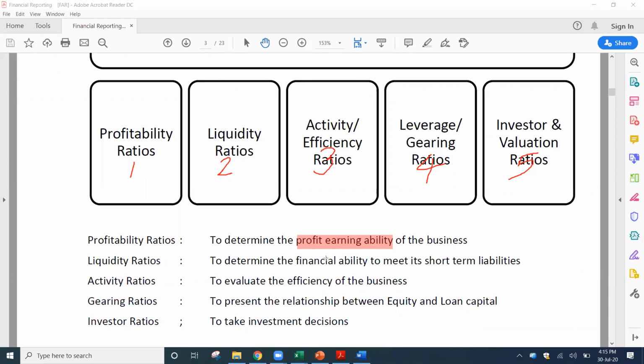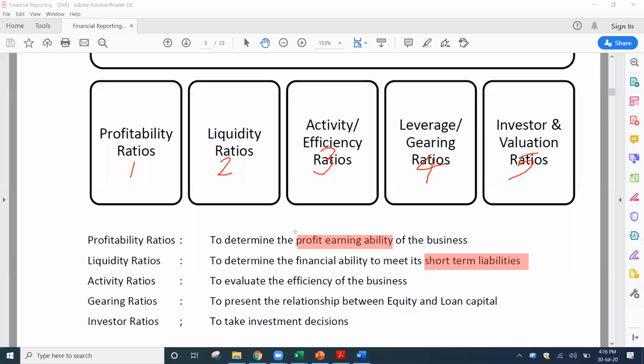So the most liquid item, that means a 100% liquid item, is cash in hand, right? Then the least liquid asset in the business is land. So here, in liquidity, we talk about short-term liabilities, the ability to pay short-term liabilities. That means we compare the current assets with the current liabilities, short-term assets against short-term liabilities.